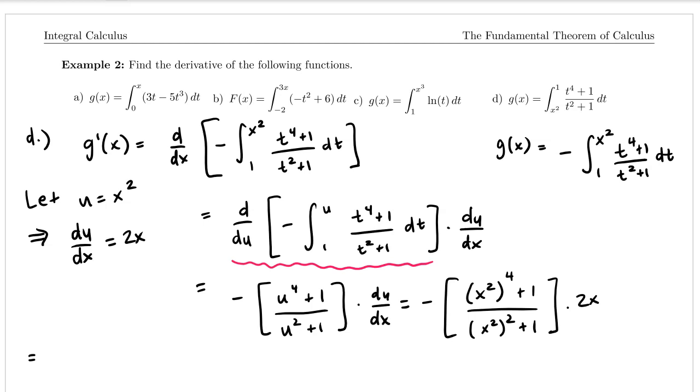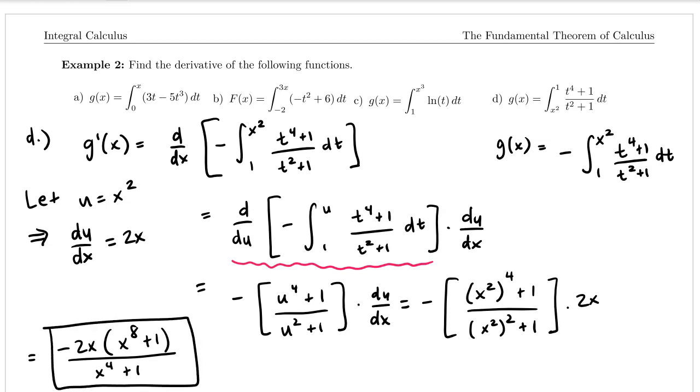And if we do some simplification, that is going to be negative 2x times x squared to the 4th power is going to be x to the 8th power, because I multiply the exponents together. And then x squared squared is x to the 4th power. And this represents our final answer for part D.